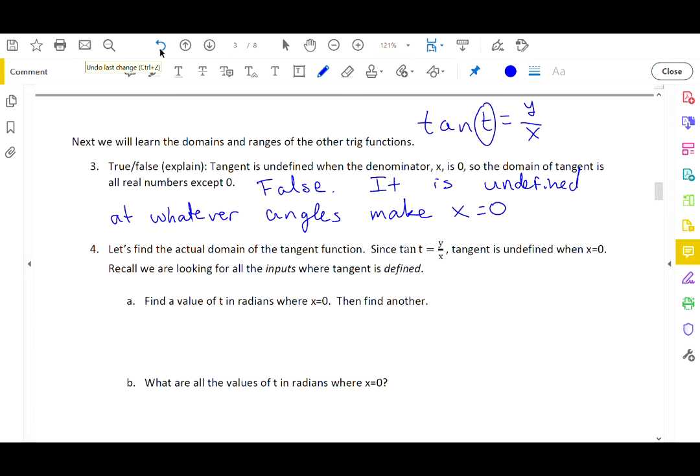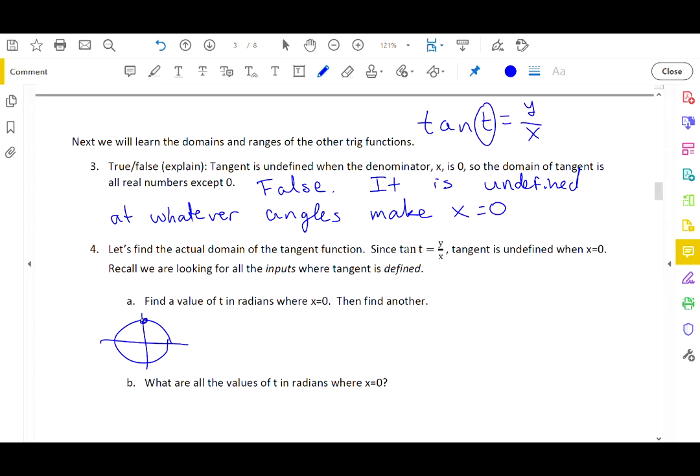All right, so problem 4 says, let's find the actual domain of the tangent function. Since tangent t equals y over x, the tangent is undefined when x equals 0. Recall we are looking for the inputs where tangent is defined, because the domain is all the inputs where it is defined. So first we want to find the inputs where it's undefined and then do everything else. First we want to find a single value of t in radians where x equals 0. So let's look at our picture.